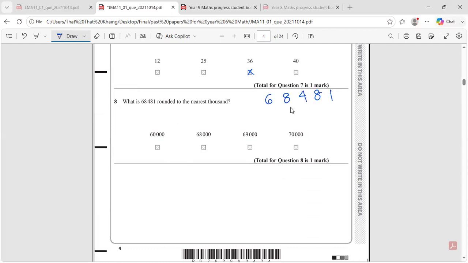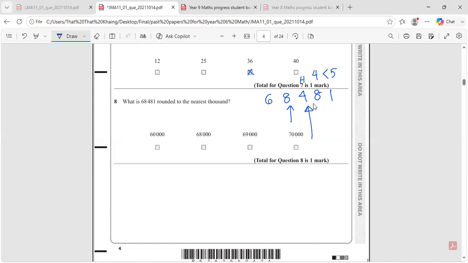68,481 to the nearest thousand. If you want to round to the nearest thousand, you have to look behind that place value. So look at the thousand, then we have to look at the hundreds place. The number is four. Four is less than five, so no need to change the thousands place.